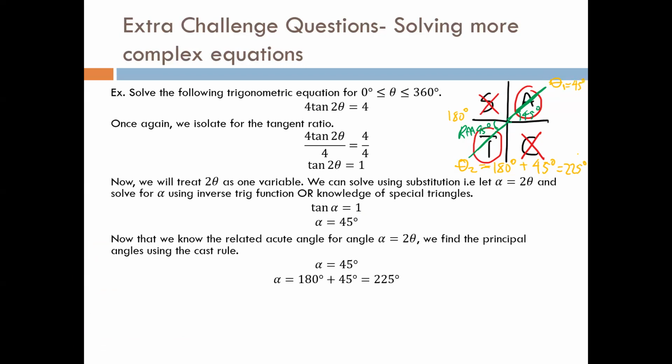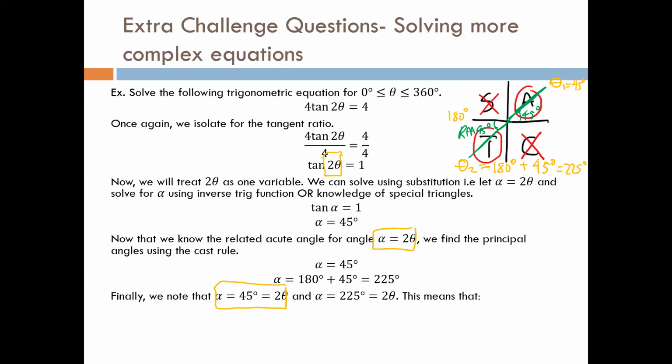And again, the two angles that we found are actually not the final answer. Unfortunately, what we did was we did all this work to figure out what 2 theta was equal to. But remember, the question didn't ask us for 2 theta. It asked us for theta. So we need to solve for theta in this case. So what we know so far is that alpha, which is 45 degrees, is equal to 2 theta. And again, we know that because we set up this new variable like that. We let alpha be 2 theta. And then we also know that alpha, which is 2 theta, is equal to 225 degrees.